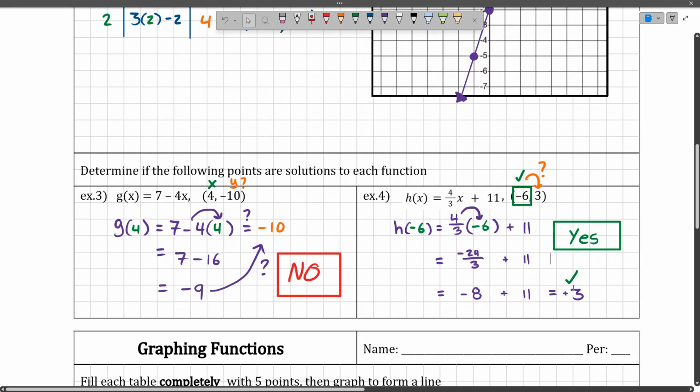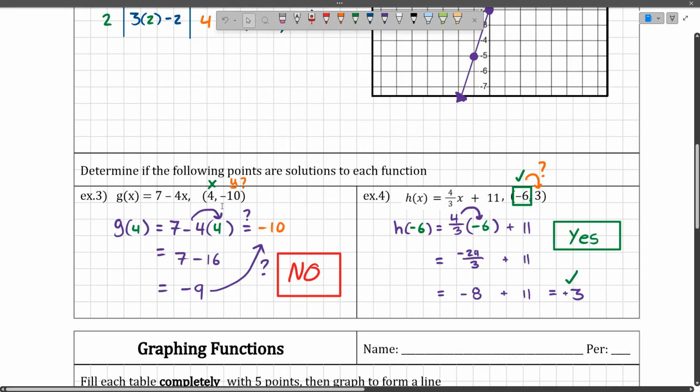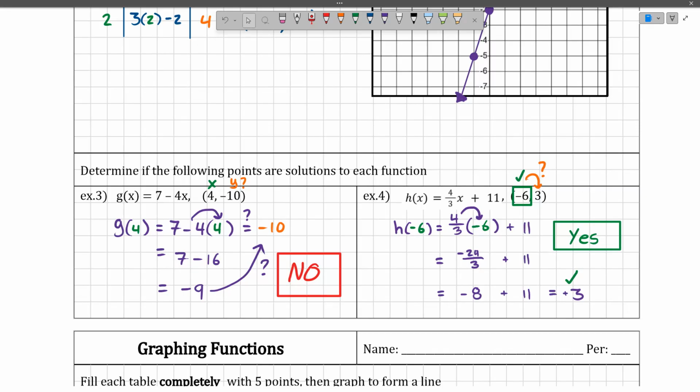All right, so a secondary concept from this lesson, but still pretty straightforward. The idea is this. Plug in the x value, and if after you do all the math, you get the y value, you have a true solution. If you plug in the x value and you don't get the y value, you do not have a valid solution. Pretty straightforward. Okay?